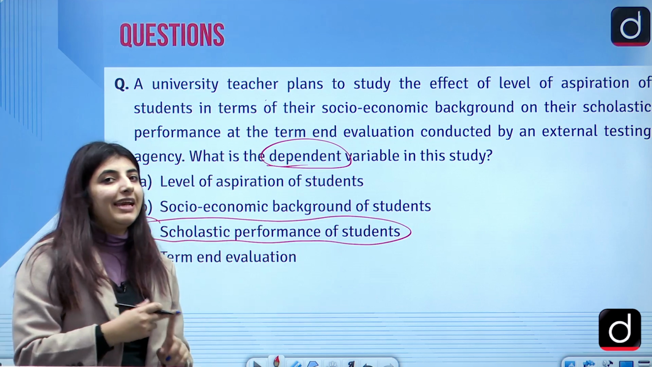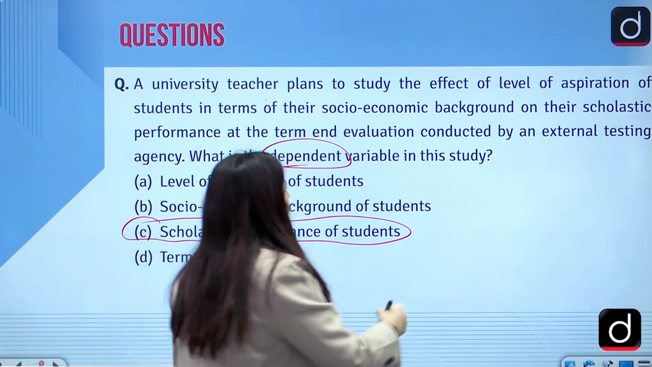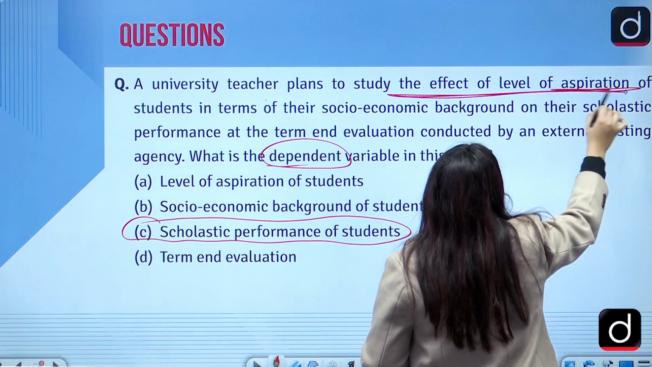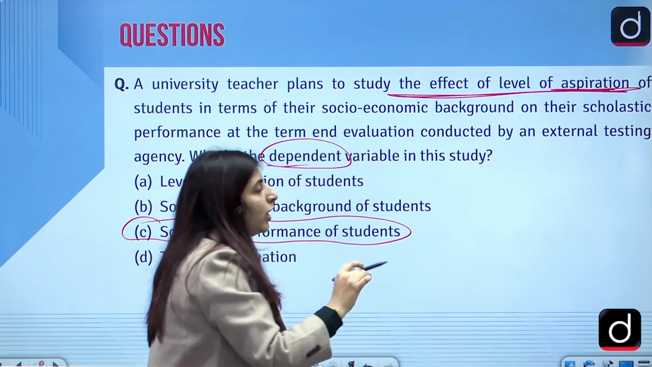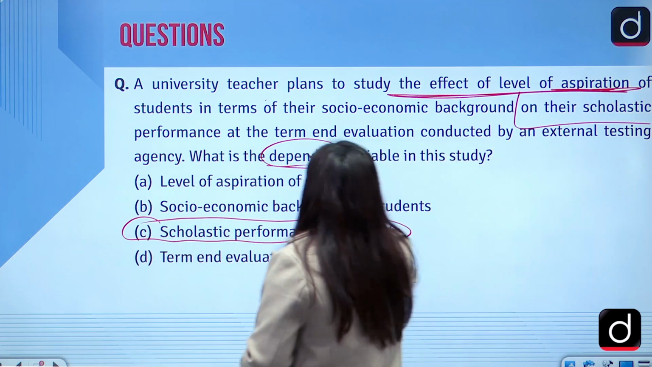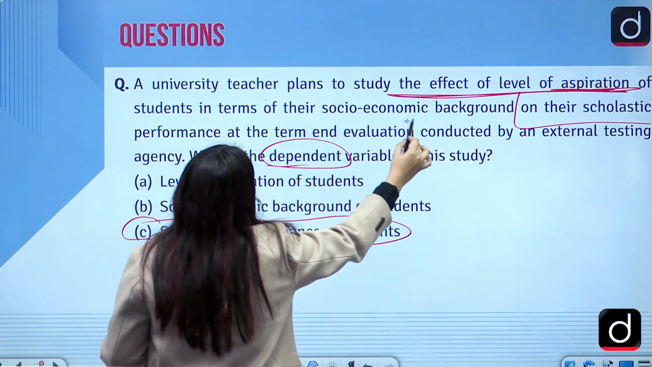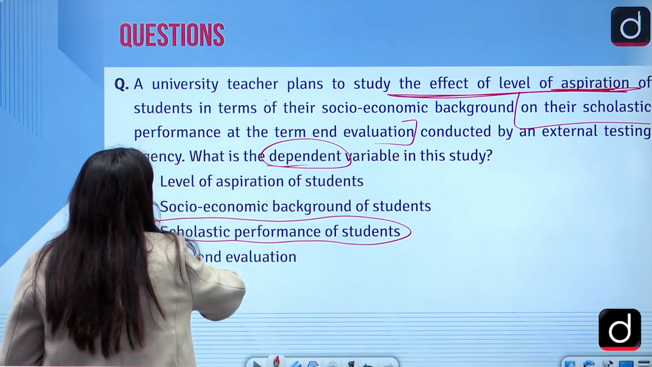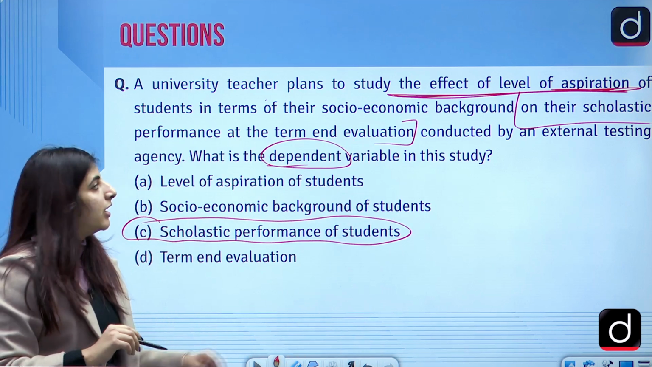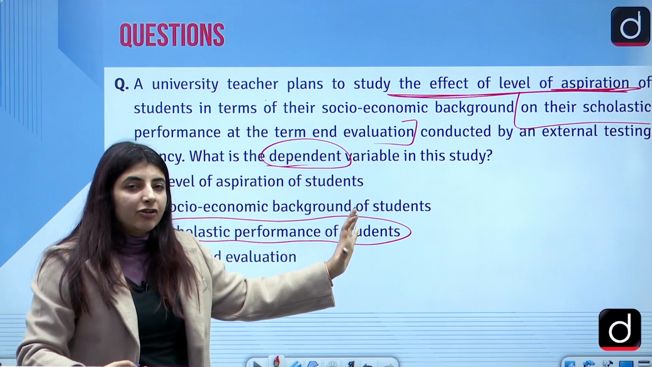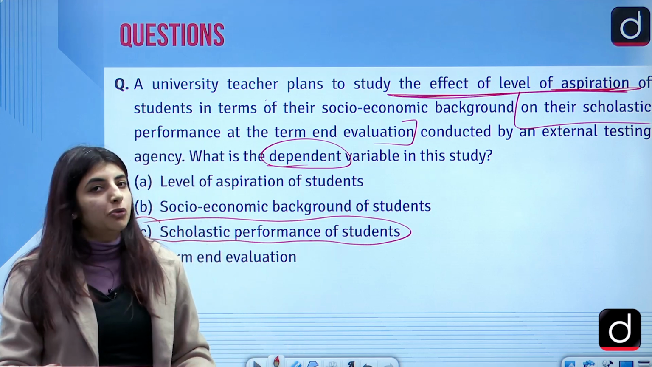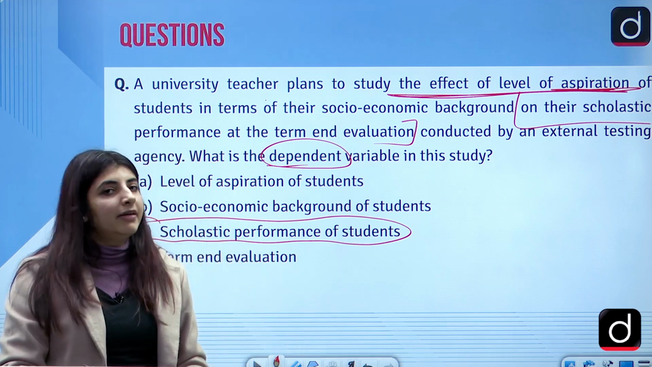The effect of level of aspiration of students, right? We are going to see how aspiration plays an important role on the students' scholastic performance at the term end evaluation. So from here we have already identified the independent and dependent variable: if the level of aspiration in students is greater, they are going to achieve good scores in their tests or in the term end evaluation.